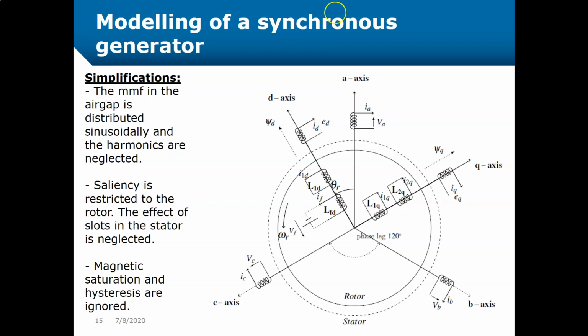So here you can see a 2D sketch of how you can build up your model of a synchronous generator, representing a stator and a rotor. You can see some axes here. We have one A axis, one B, and one C axis. They are of course 120 degrees separated.